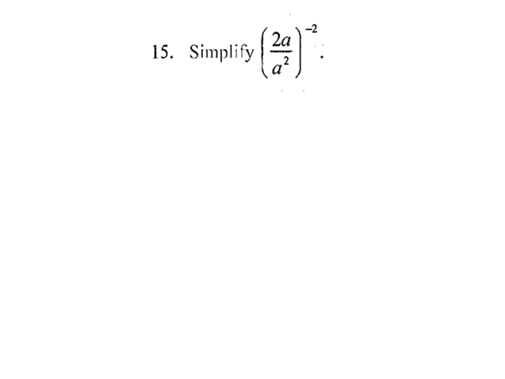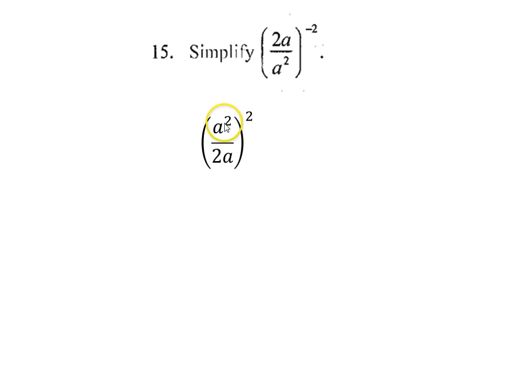And our last problem here, we're going to simplify 2a over a squared to the negative 2nd power. So the first thing I'm going to do is get rid of that negative exponent. I don't want that negative 2 there. I don't know what anything to any negative exponent is, so I have to manipulate it and make that exponent positive. To do that, I'm going to use the negative exponent property for fractions by taking the reciprocal of the fraction, and then the exponent becomes positive. Notice this negative 2 is now a positive 2, and I flipped the fraction. It's now a squared over 2a instead of 2a over a squared.